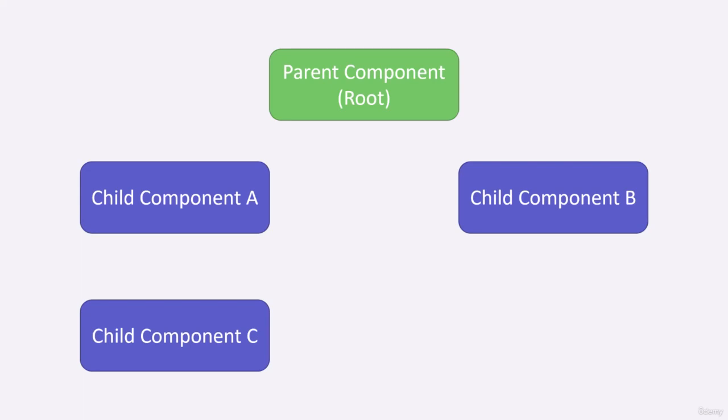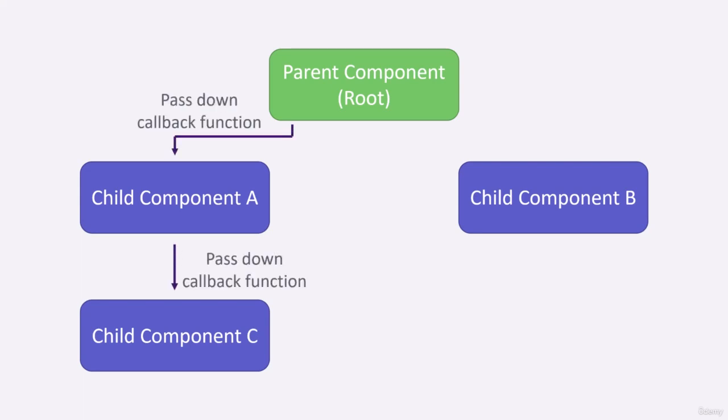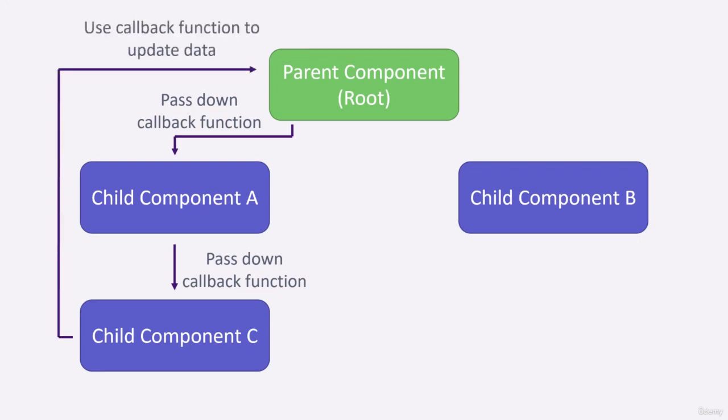In this example, let's say I had data that was used in child components B and C. Child component C is capable of updating the data. To perform updates on data, we first have to pass down a callback function to child component A and then to C. Child component C can use the callback function to update the data inside the parent component. Lastly, the updated data would be sent to component B. This is the usual flow of data. It's what we've been doing up until now.